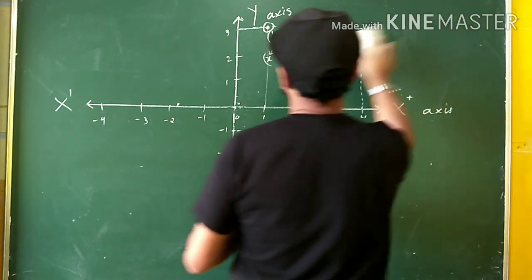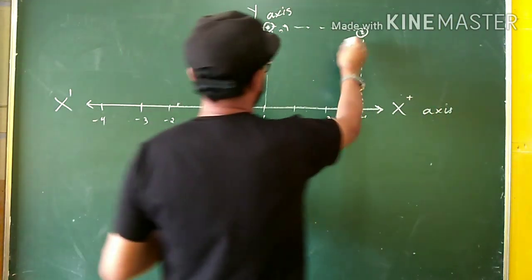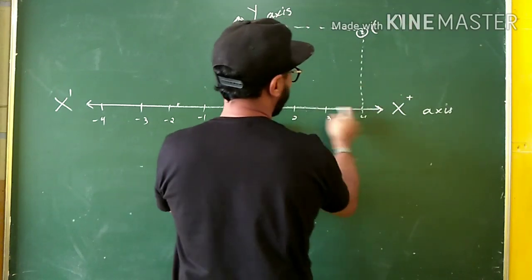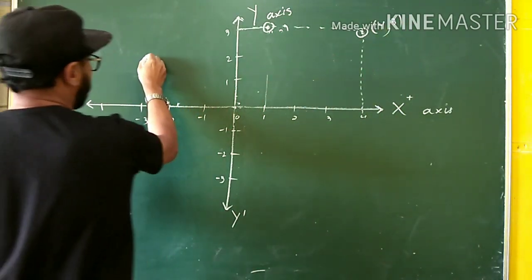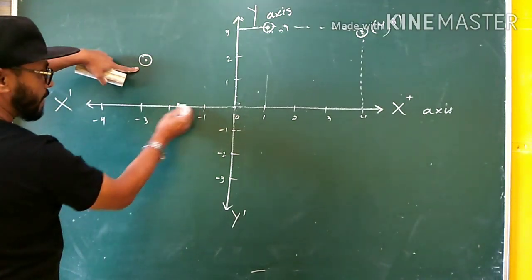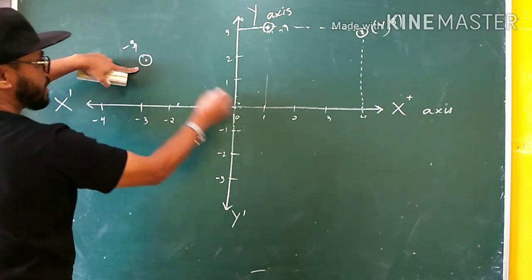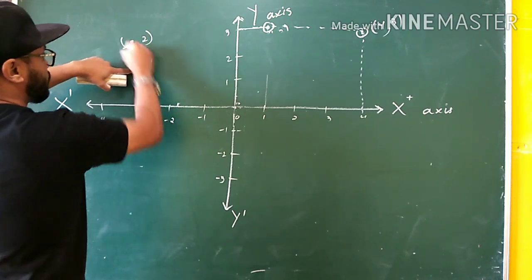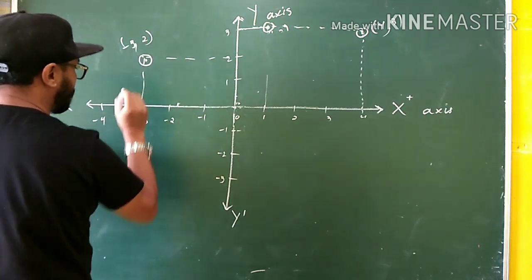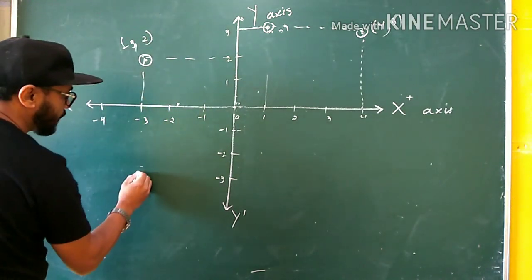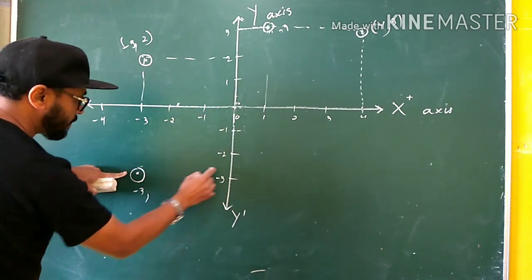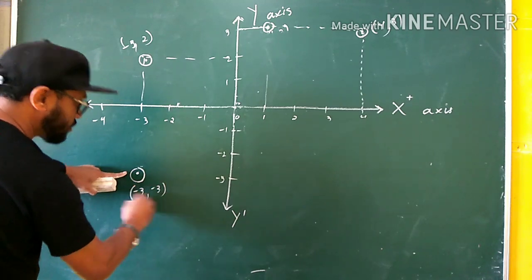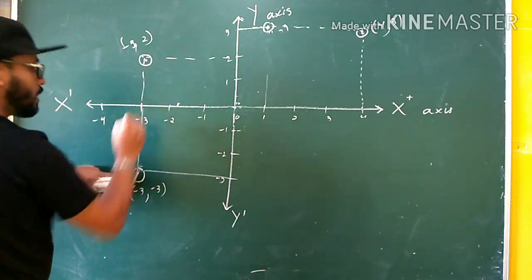Now let's take some few examples. So what is the coordinate of this one? The value of x is 4 and the value of y is 3. Now let's take a point here. If you look at this one, the value of x is -3 and the value of y is 2. Yes or no? If we draw a perpendicular. Now let's take a point here. Now here the value of x is -3 and the value of y is also -3. If we draw a perpendicular here.